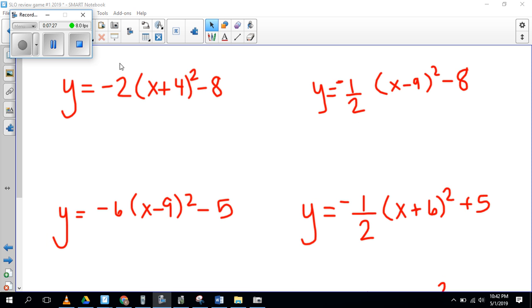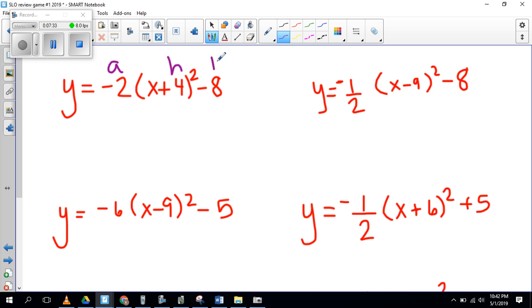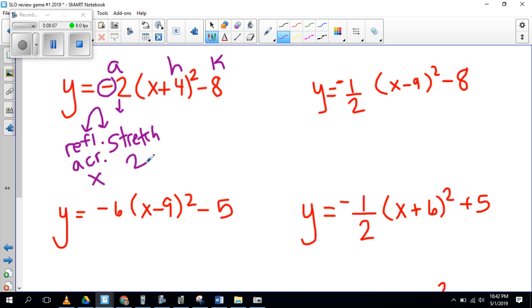Okay, so the next ones, I'm going to go ahead and label my A, H, and K. My A is -2. So first it's negative, so negative says it's going to open down. It's going to reflect across the X-axis. This 2 is bigger than 1, so it's going to stretch by 2. Okay? So A can tell you a lot of different things.